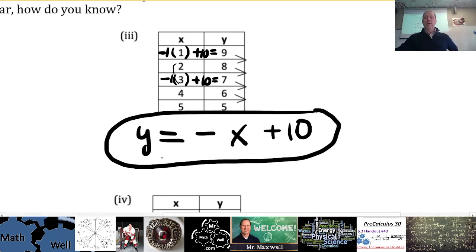Now, you can rewrite this as y equals 10 minus x. You could, of course, do that as well. You can switch around the terms that you're adding or subtracting, no problem. Just make sure the sign goes with the letter, okay? The sign goes with each term. It's a positive 10, so that's a positive 10 here. It's a minus x, that's a minus x there.